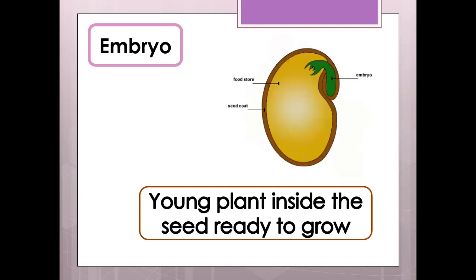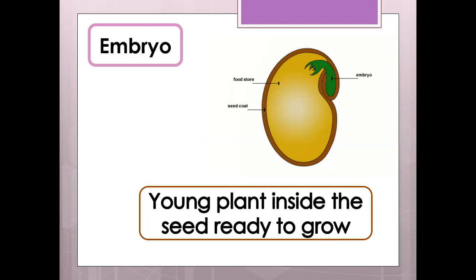All of us know that the seed is made of 3 parts. What are they? The embryo, the food store, and the seed coat. From outside to inside, it will be the seed coat, the embryo, and the food store. So what's the embryo? The embryo is the young plant that is inside the seed. It's ready to grow and form the plant.